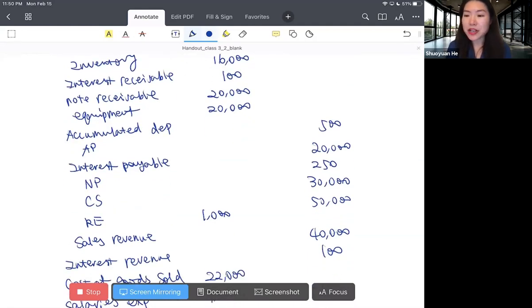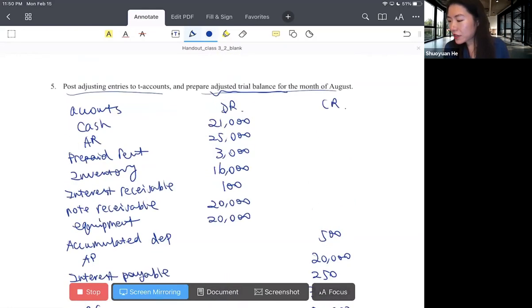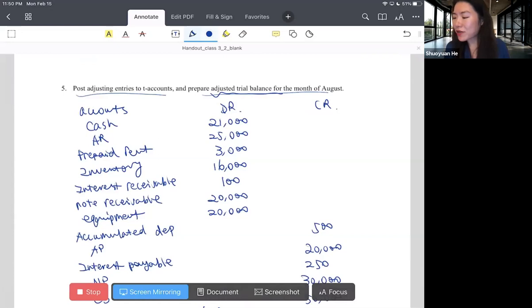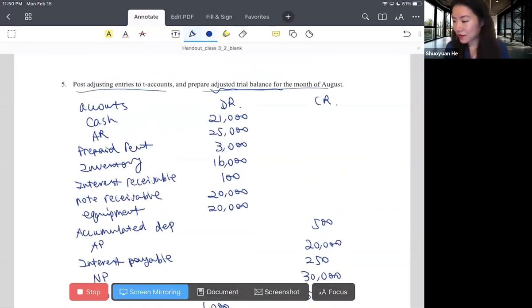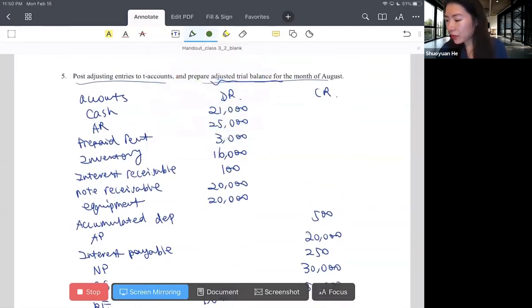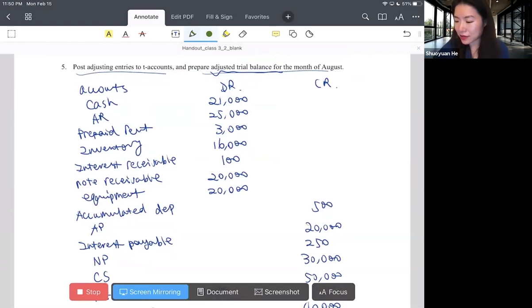So after the adjusted trial balance, the next step is to prepare financial statements. Let's first look at this adjusted trial balance. Which accounts are balance sheet accounts? Could you tell me which accounts are balance sheet accounts?